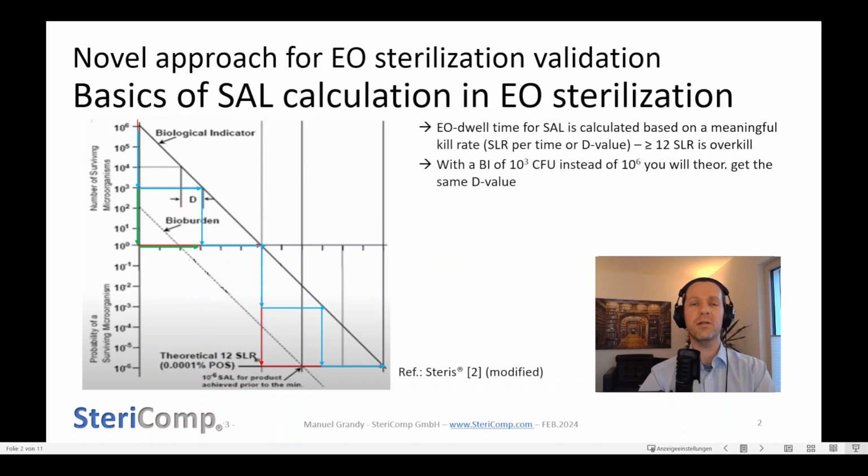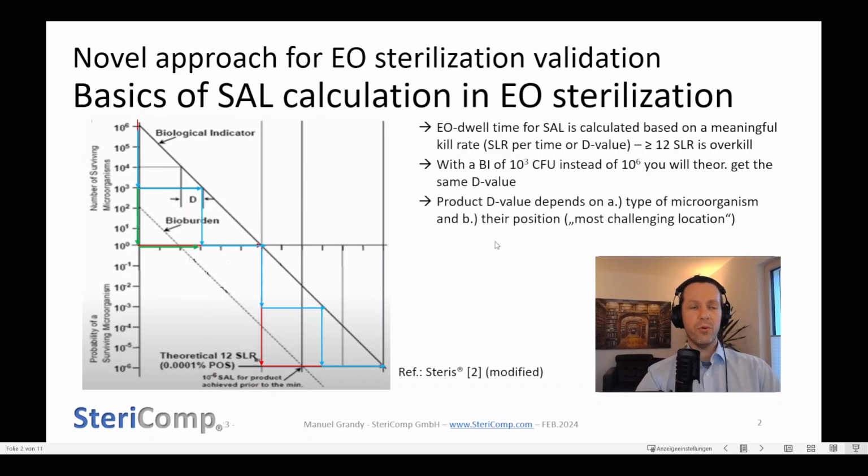It's because it's a practical number to be used to determine a kill rate. For example, you would find a certain amount of survivors after a sublethal cycle, which has a certain EO dwell time. But you can do this also with lower BI populations, and depending on your test set, at least theoretically it would lead you to the same result. So I think that's a basic flaw in this approach, but we will come to this novel approach later anyway.